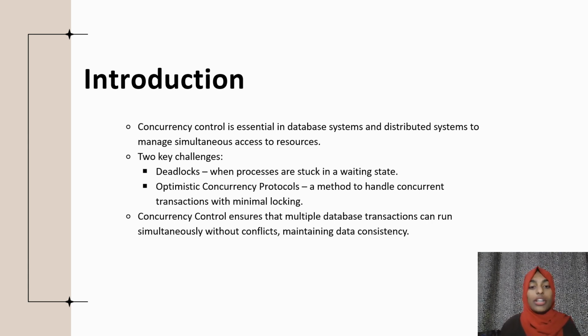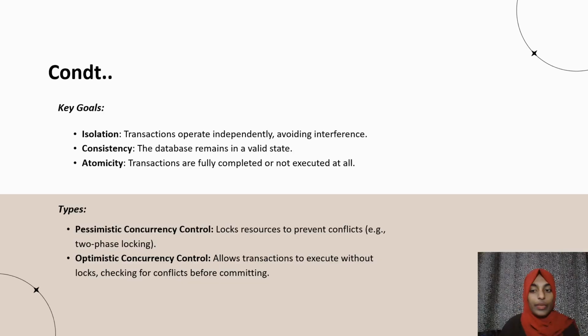Concurrency control ensures that multiple database transactions can run simultaneously without any conflicts, maintaining data consistency too. The key goals are isolation, consistency, and atomicity. Here, transactions operate independently, avoiding any interference, and the database remains in a valid state. And the transactions are either fully completed or not executed at all.